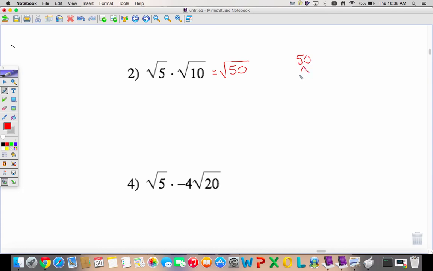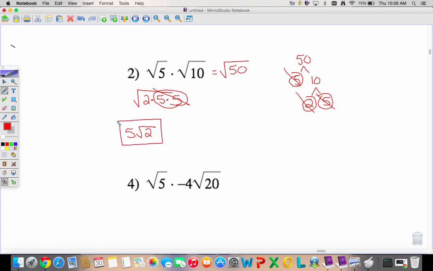So I need 2 numbers that can go into 50. We can do 5 and 10. 2 numbers that go into 10 are 2 and 5. Okay, so I'm going to do my square root again. I have 2, 5, and 5 as my prime numbers. So 2 times 5 times 5. Circle your pairs, write it down, cross it out. And all you have left is just a 2. So the square root of 5 times the square root of 10 simplifies to 5 square root of 2.